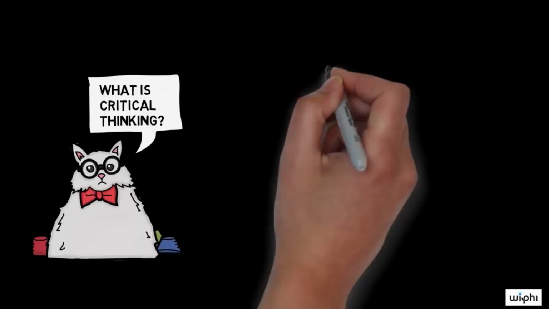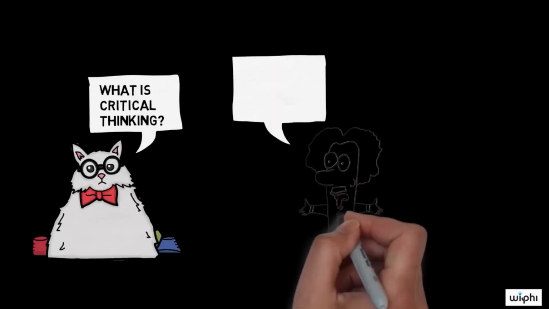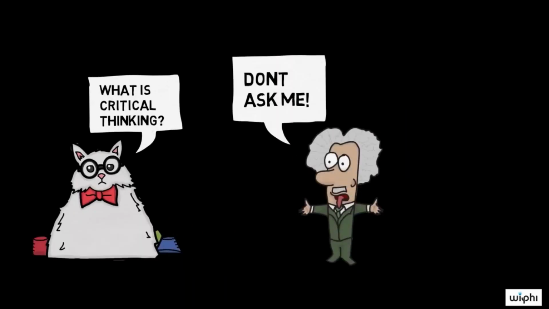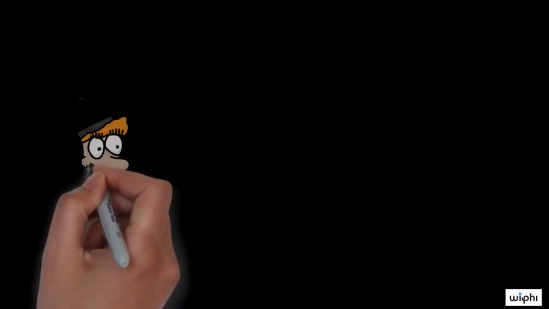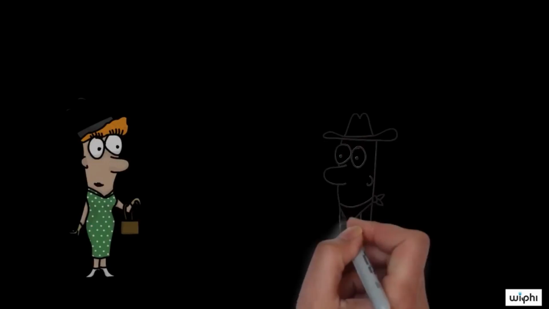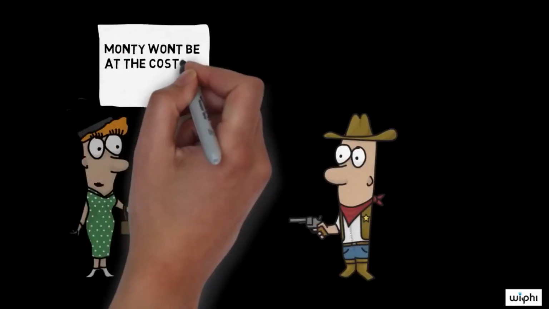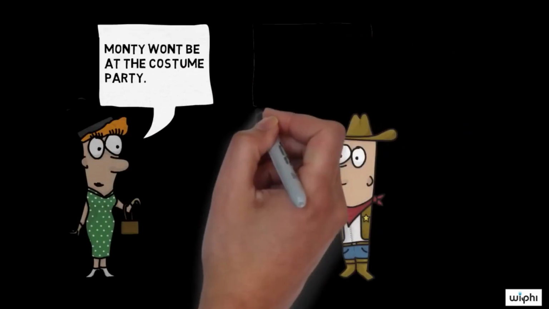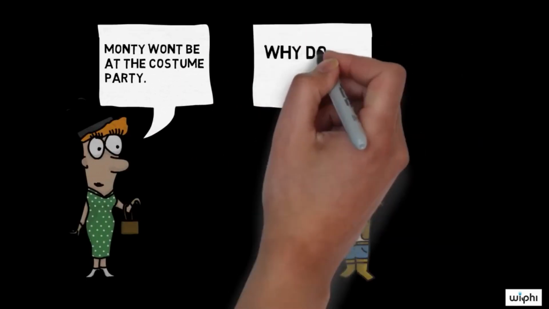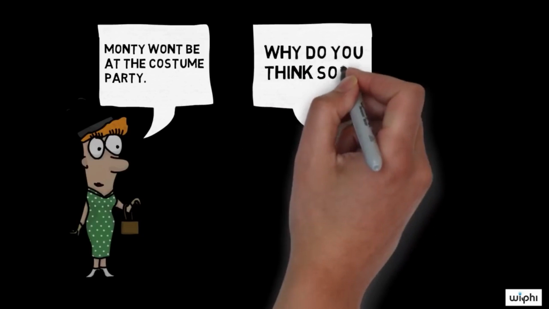Well, fundamentally, critical thinking is about making sure that you have good reasons for your beliefs. What does that mean? Suppose that you and your friend are talking about who's going to be at tonight's party. And she says to you quite confidently, Monty won't be at the party. You're not sure whether or not to believe her, so it would be natural for you to follow up by asking, why do you think so?